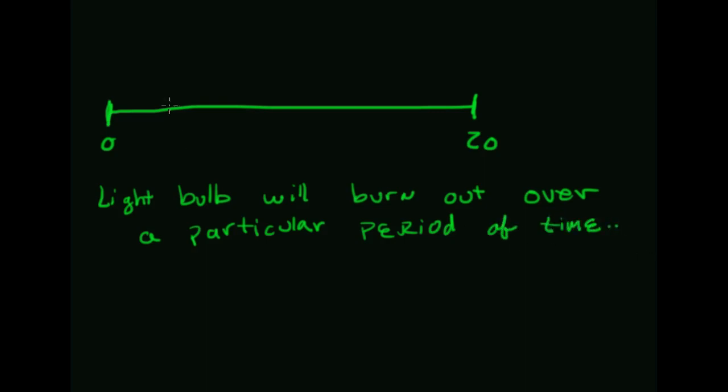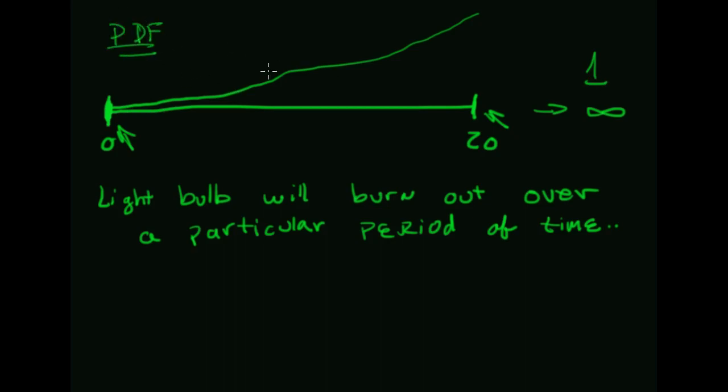In this situation, we know that the brand new light bulb, at 0 years, is not likely to burn out, but the light bulb at 20 years is more likely to burn out, right? So this probability is increasing over this, right? And now, if I took this out to positive infinity, I would know that the total of the probability would have to be 1, right? So what we're going to get is what's called a probability distribution function, right?